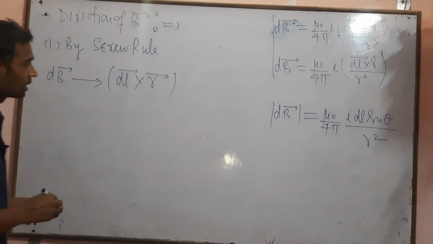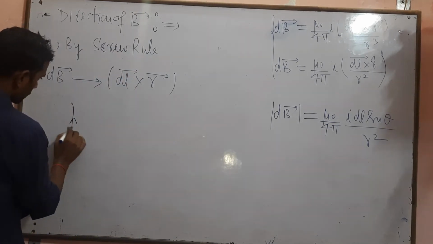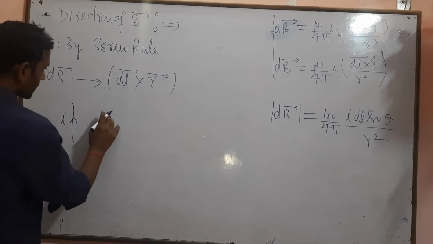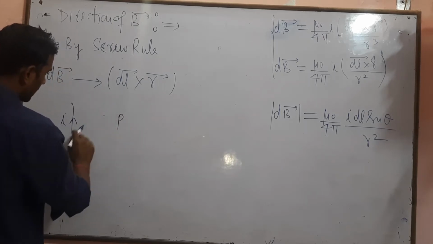What is the screw rule? Suppose this is the current I, and we need the magnetic field B at point P, the direction of the magnetic field at point P.